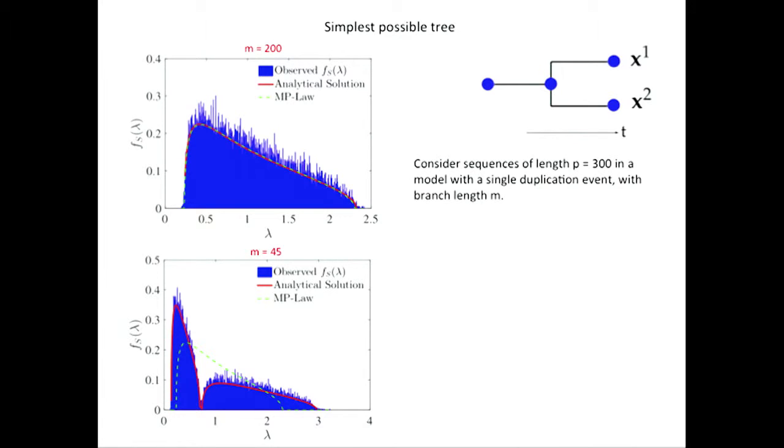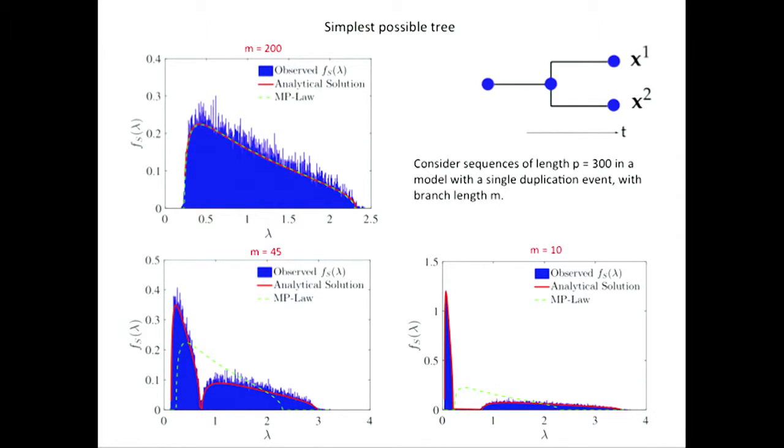If we inflict fewer mutations, say we choose M equals 45, then this observed spectrum looks really quite different from this green dotted Marchenko-Pastur. And if we make M even smaller, then we find that these bulks have actually separated. So if we're comparing our data to Marchenko-Pastur, and we're actually in this regime, then we're working with the wrong model.